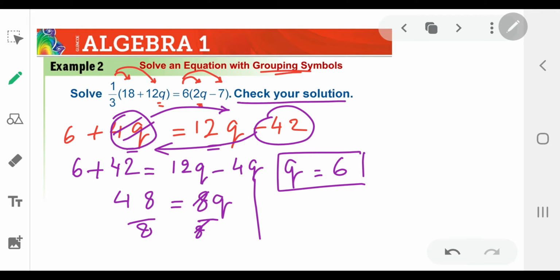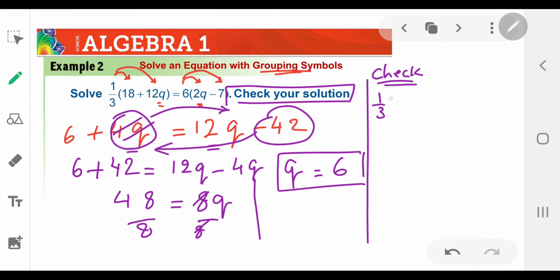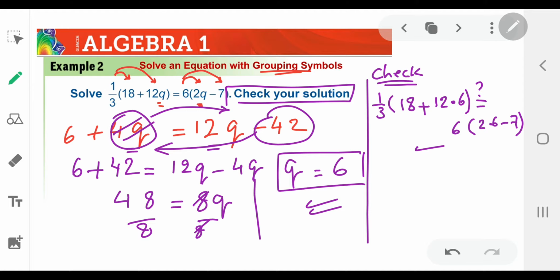And as in the question, you can always check your solution. How do I check my solution? By replacing the Q in the original equation. You can always check your answer by substituting the variable with the value I got in the original equation. It is 3 times 18 plus 12 times 6, and you ask yourself, is it equal to 6 times 2 times 6 minus 7? And when you simplify, you would find that the two sides are equal, and you may make sure that your answer is correct.